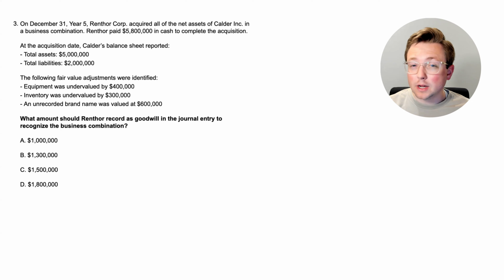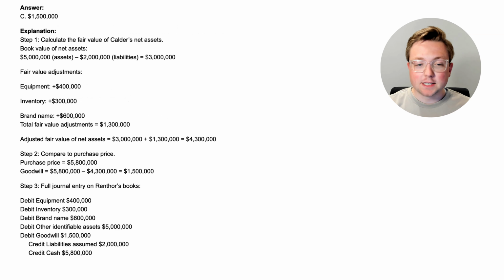So we kind of learned how to do this in the previous question. I think you could try this. Pause the video, give this a try, and when you're ready, come back. We'll look at the answer and look at the journal entry as well. Okay, here we are. The answer is C, $1,500,000. So that's the amount of goodwill that's going to be in the journal entry.